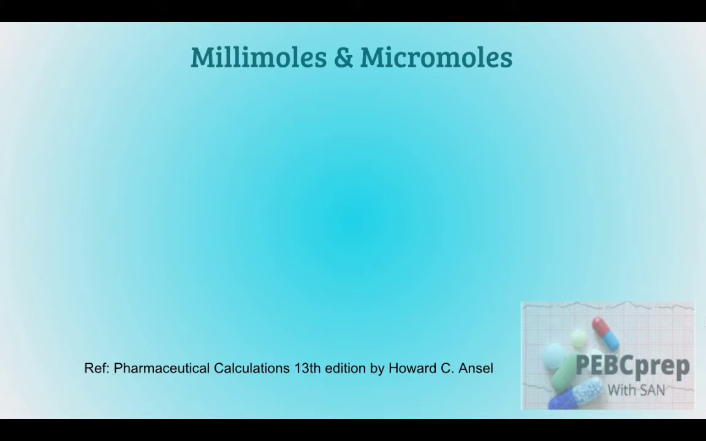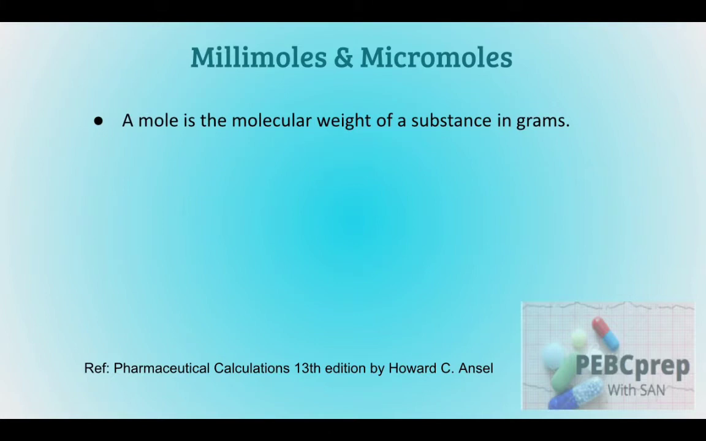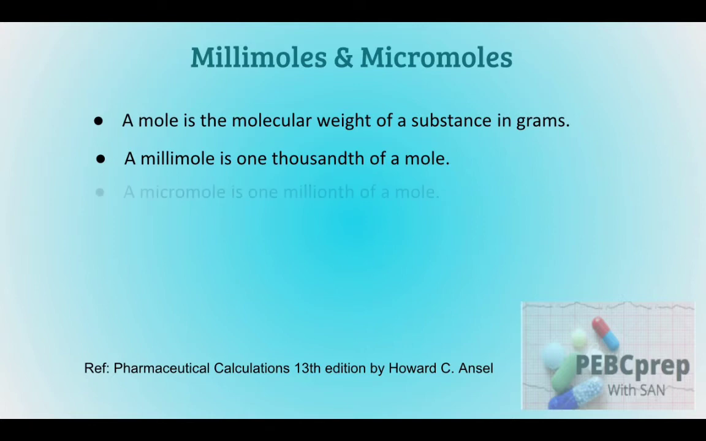First we have definition, and all these stuff in this video are from Pharmaceutical Calculation 13th edition by Howard C. Ansel. So we know that a mole is the molecular weight of a substance in grams. A millimole is 1/1,000 of a mole. It means when mole is multiplied by 1,000, it will be millimole, just like gram and milligram. Then a micromole is 1 millionth part of a mole. That's the simple definition. You don't need to remember it.